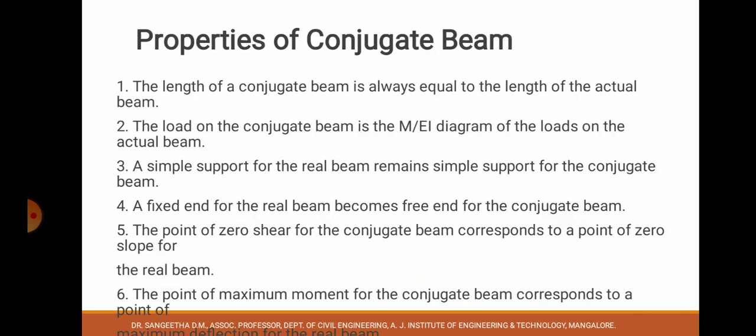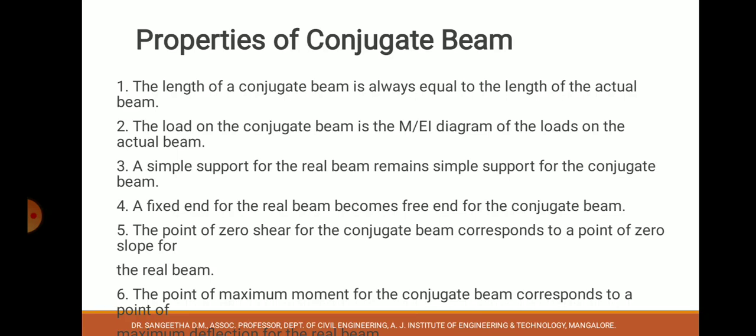And the conjugate beam has several properties. So let's study some of the properties of the conjugate beam. The length of a conjugate beam is always equal to the length of the actual beam. The load on the conjugate beam is the M by EI diagram of the loads on the actual beam.